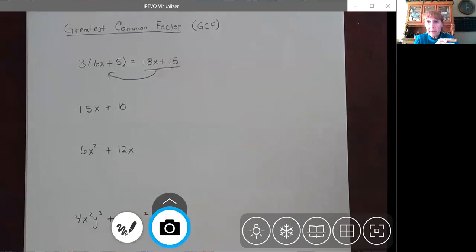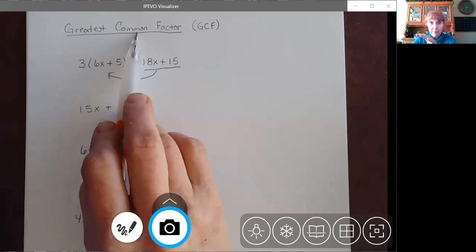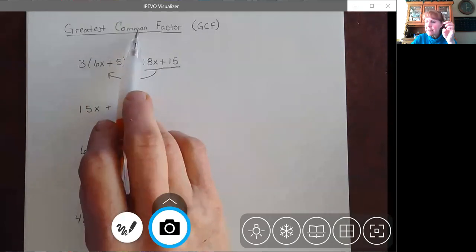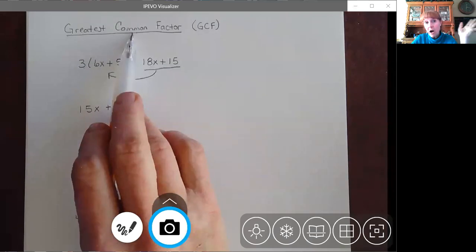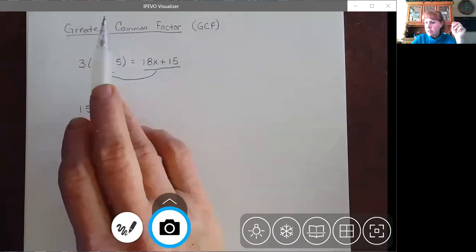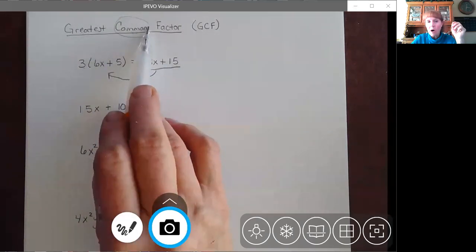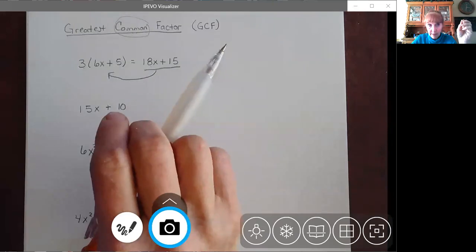We spent quite a bit of time with the least common denominator. Now we need to look at the greatest common factor. The greatest common factor, it's common for one thing. It has to be in everything in our polynomial. And it has to be the largest that's in common, which we'll talk about. So we want the greatest common factor. The key is common. It needs to be in all of them.